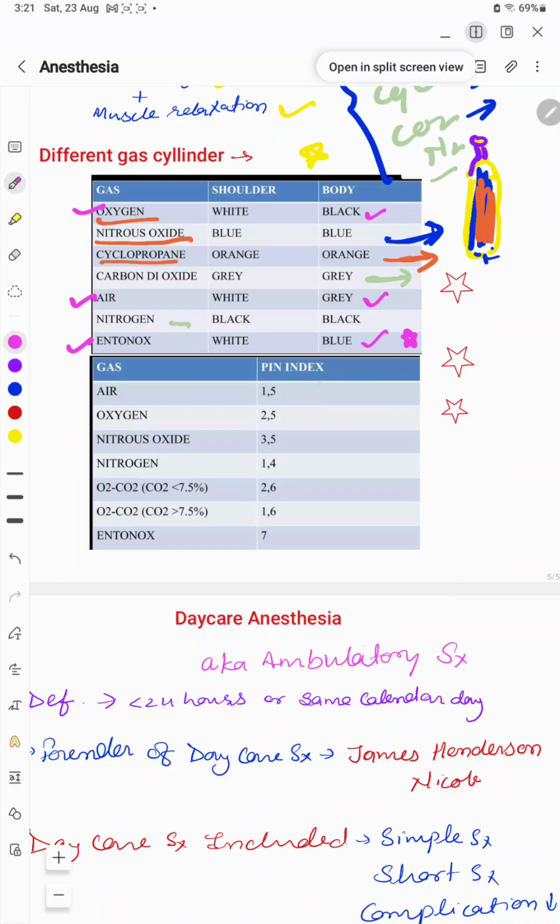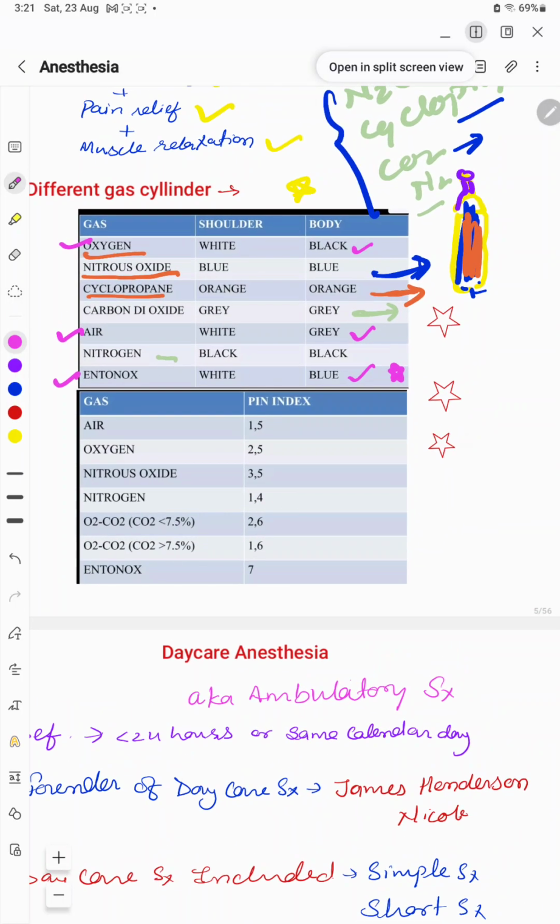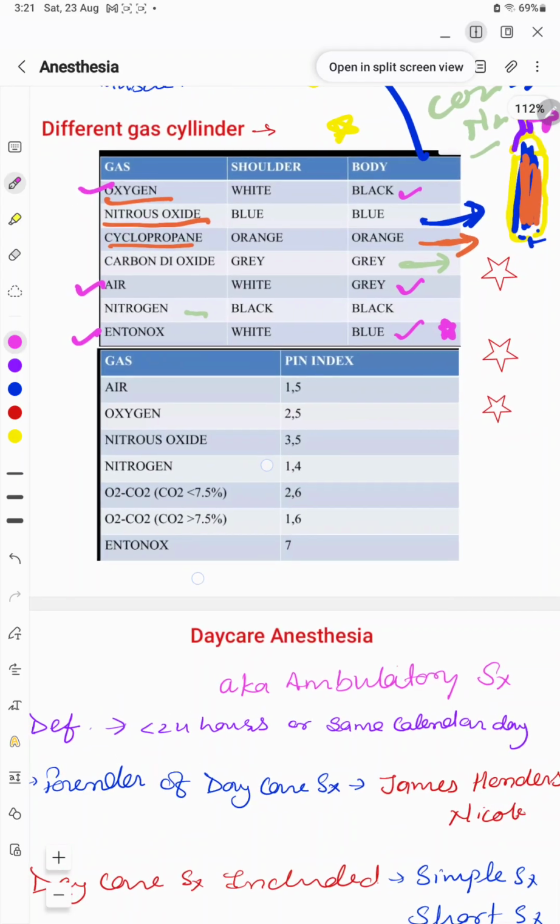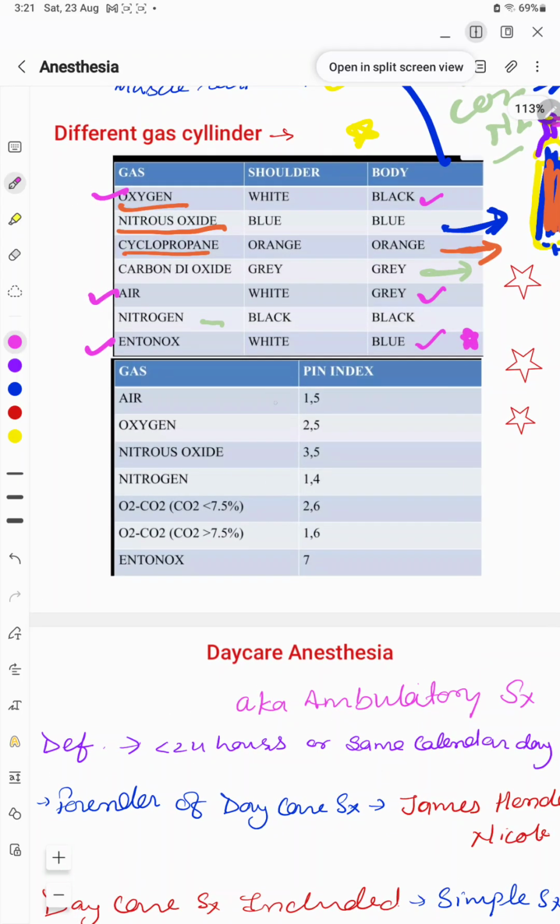You also need to remember the pin index. Pin index is like this: this is the cylinder, and the cylinder has a socket. Different cylinders have different sockets. Like air is 1.5, oxygen is 2.5, nitrous oxide is 3.5. So you can see 1.5, 2.5, 3.5: air, oxygen, nitrous oxide.